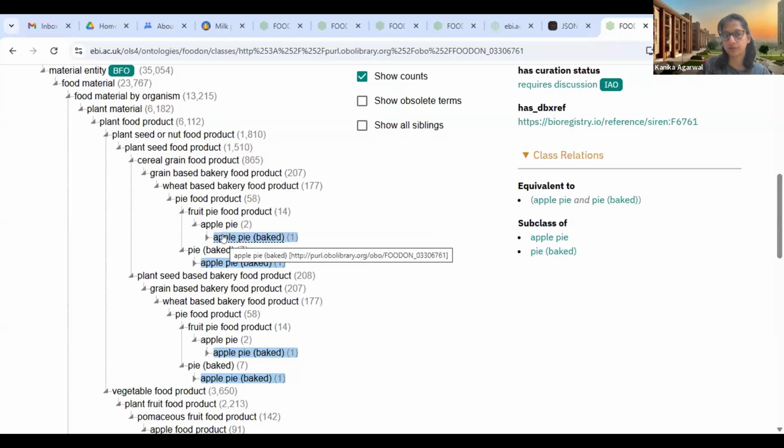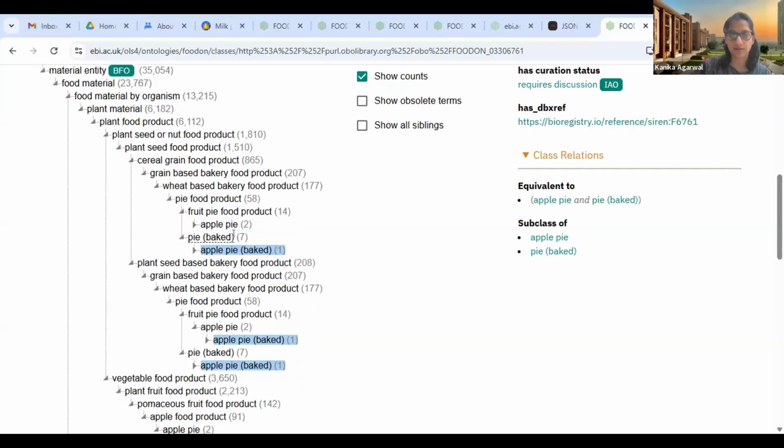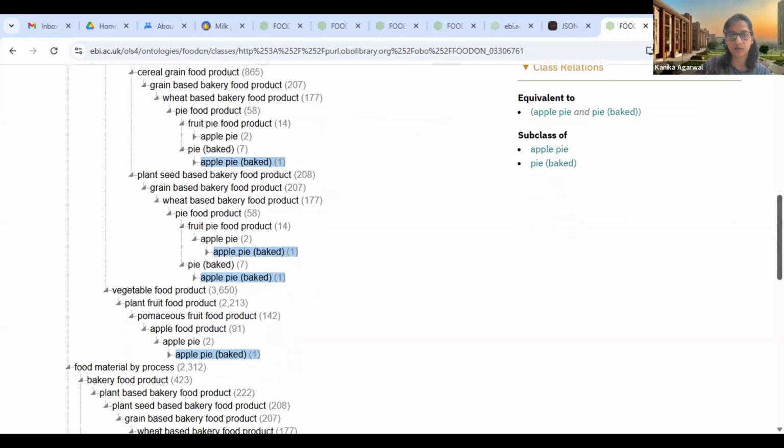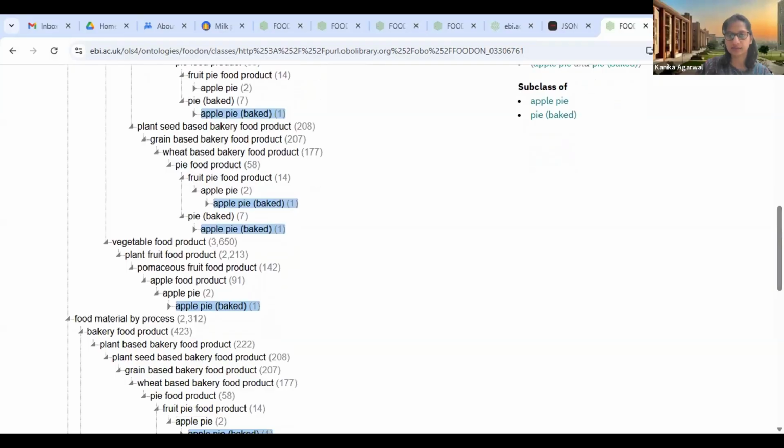It could be an apple pie frozen. So if you type apple pie, baked and frozen, then you will get different hits. If I click here on apple pie, I'll have a pie baked and then apple pie baked. Again, if we look at plant-based, then we have this apple pie baked in this hierarchy. So this is how this mapping is getting translated into the structure that was there earlier.